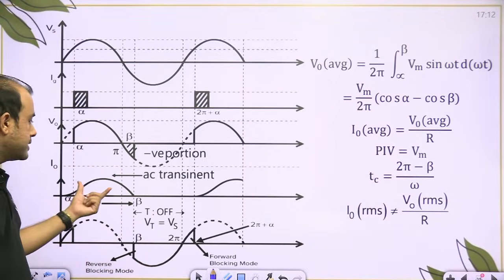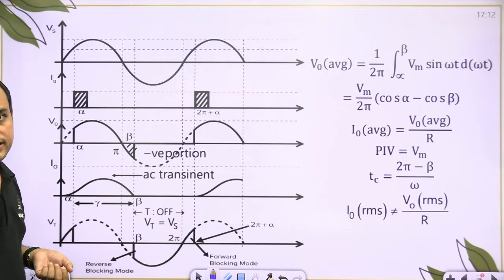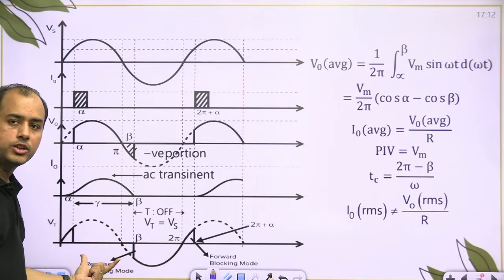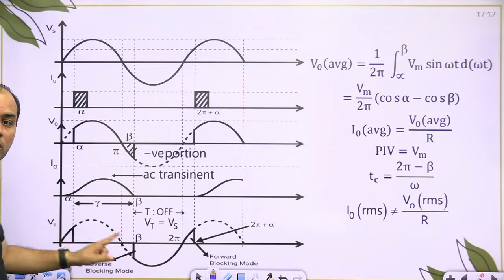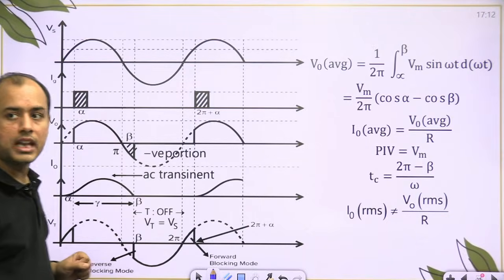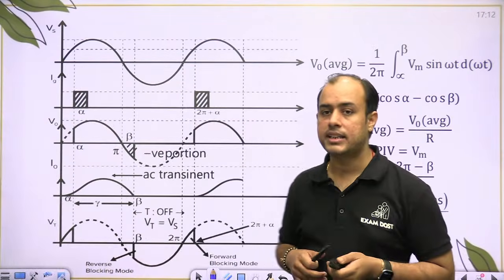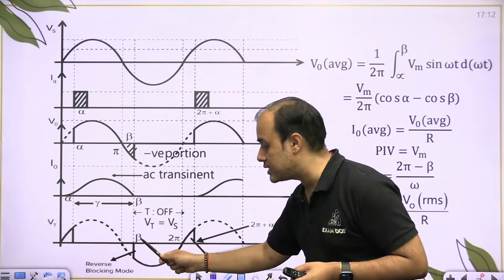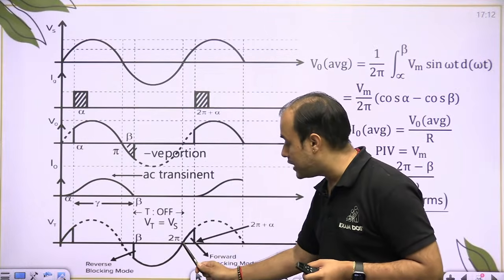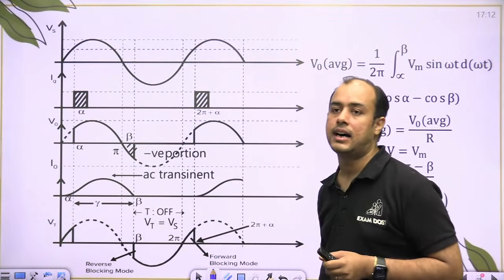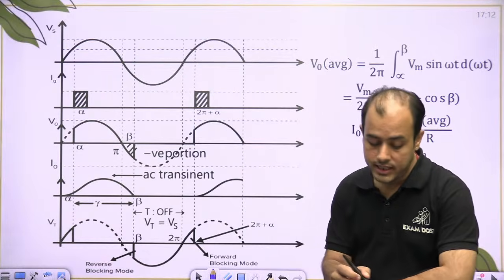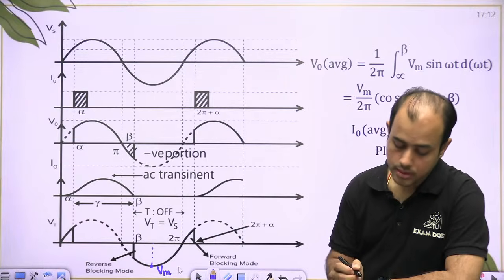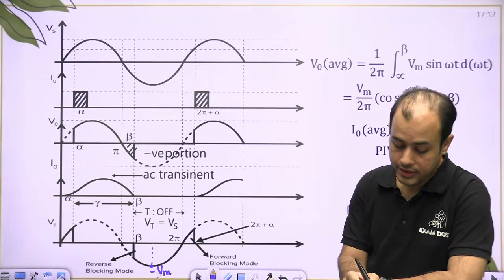Okay. So this current is derived using AC transient. What about thyristor voltage? When thyristor is on, voltage is 0. But when it is off, it follows the supply voltage. Now what is the circuit turn off time? Second forward biasing at 2 pi. Conduction stops at beta. So circuit turn off time is 2 pi minus beta by omega. PIV will occur as VM. ठीक है, PIV will be VM.